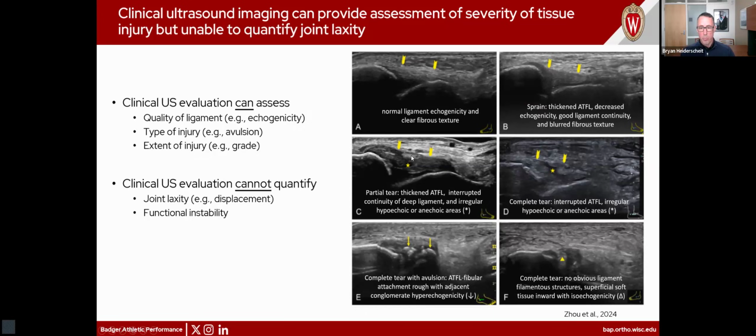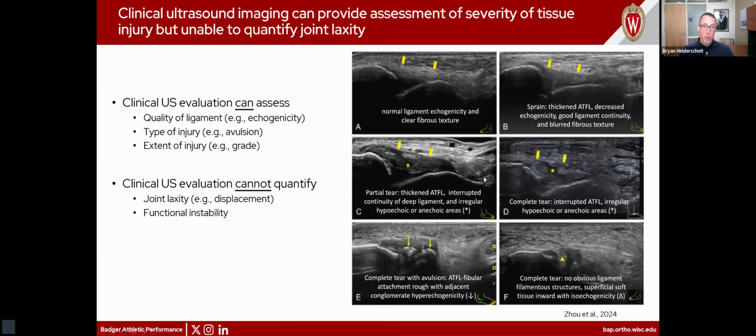In the C panel, then we begin to see a partial tear develop, again, thickened ATFL, and we start to see some interruption and discontinuity in the deep ligament with some anechoic regions and hypoechoic regions in this deeper portion where the partial tear is located. And then finally in D, we see a complete tear, which is your interrupted ATFL throughout its entire substance with those anechoic and hypoechoic regions illustrated. And then the panels E and F show some further variations with complete tear with an avulsion and then some other variations of a similar structure.